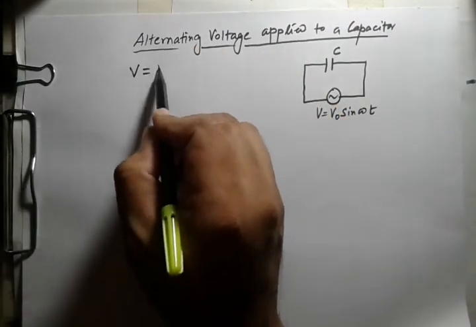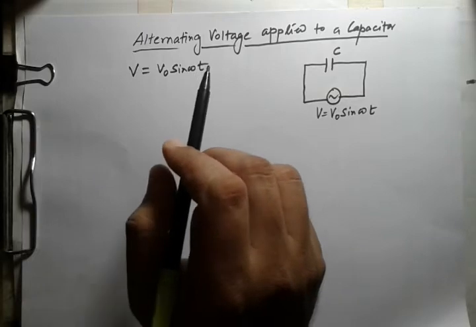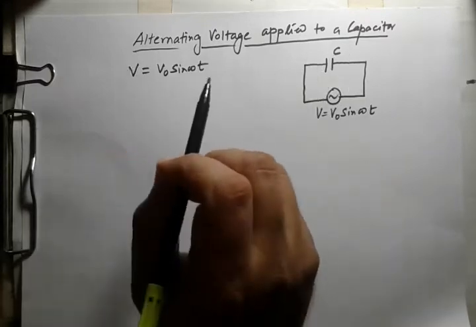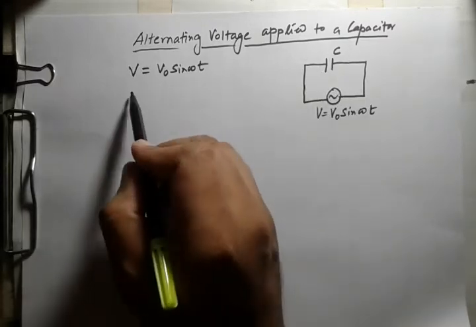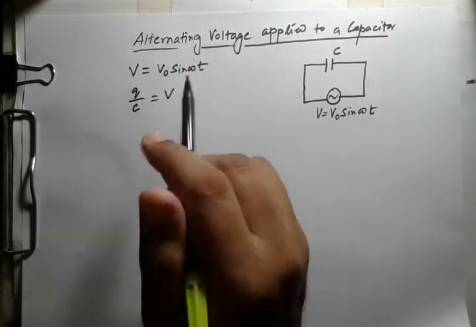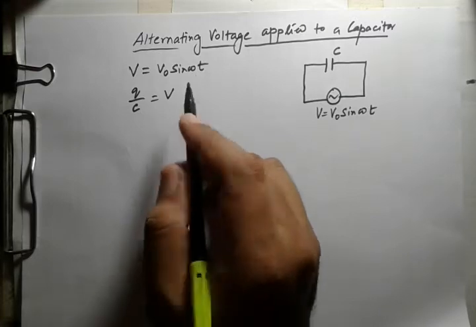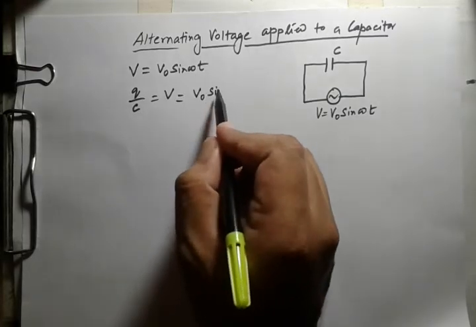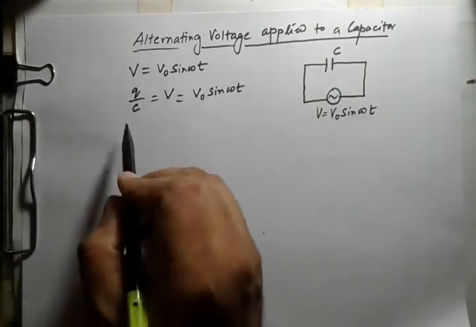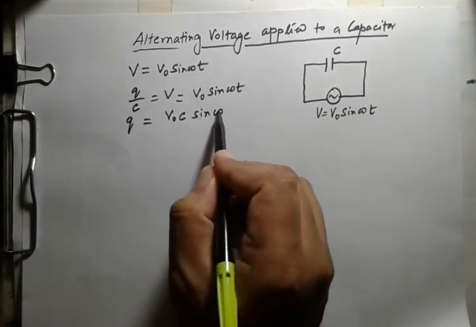So V is equal to V naught sine omega t, and we know that V is equal to Q by C. Okay, so already you know that V is equal to Q by C, right? Q is equal to V into C, where C is the capacitance. So we can write V is equal to V naught sine omega t. Now from here we get Q is equal to V naught into C sine omega t.